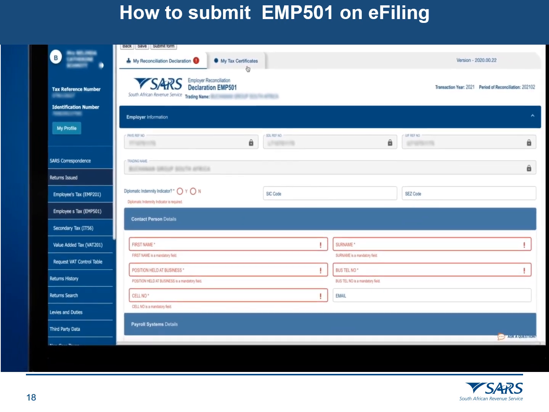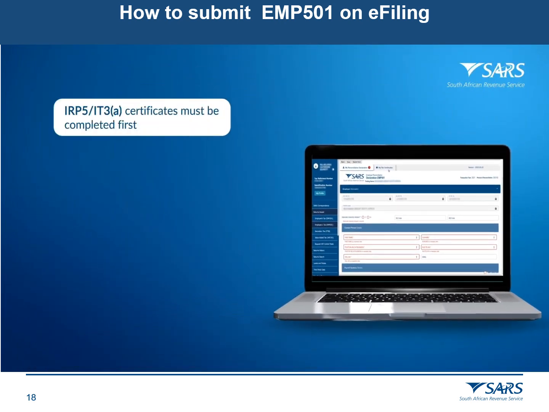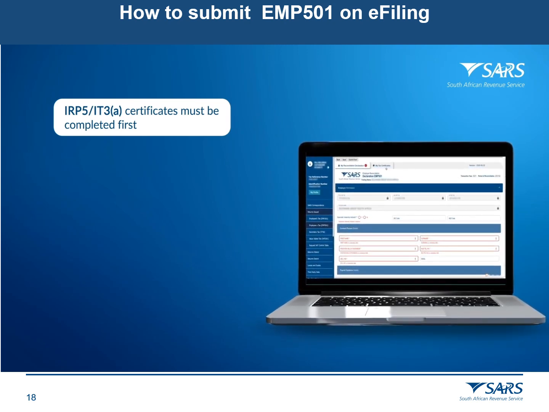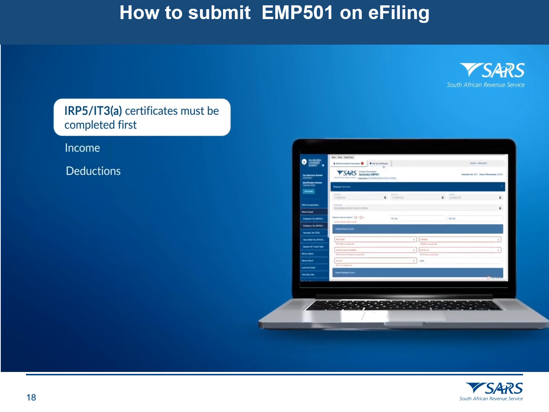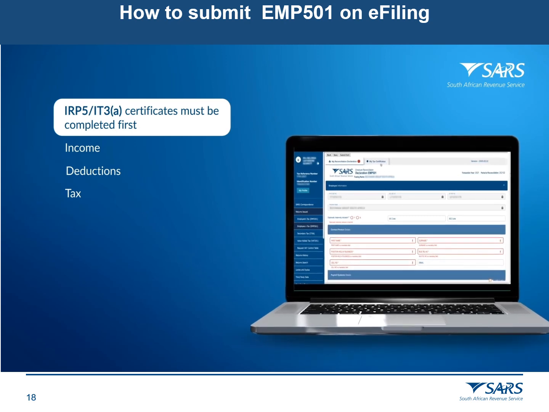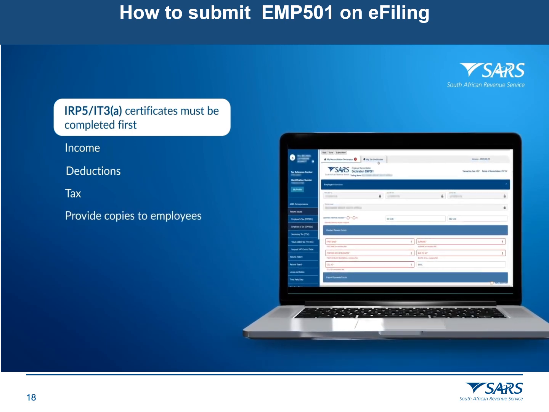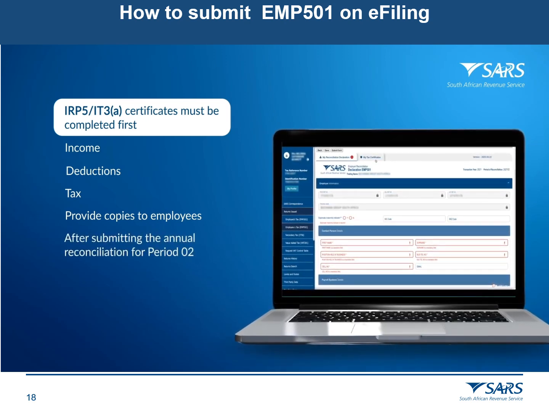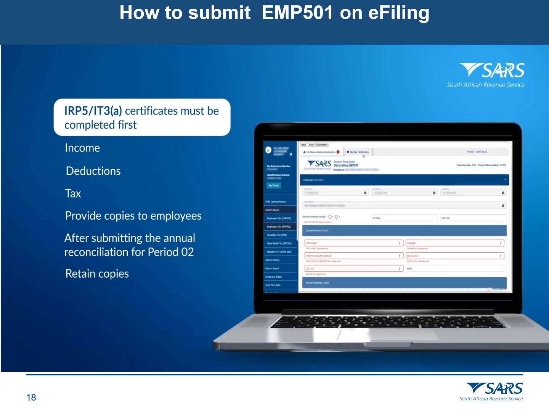Before completing the EMP 501 for interim and annual submissions, the IRP5 IT3A certificates must be completed first. The IRP5 IT3A certificates should reflect the income, deductions, and tax as calculated at this point. You must provide copies of the final IRP5 IT3A certificates to employees after submitting the annual reconciliation for period 02. Please retain copies for your own records as well.